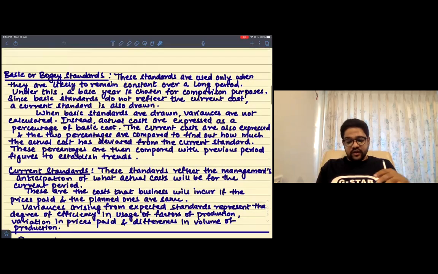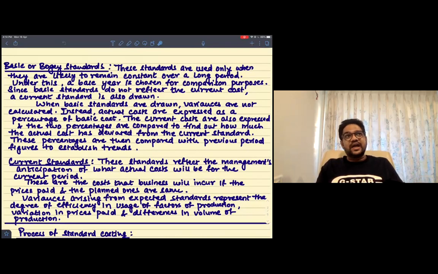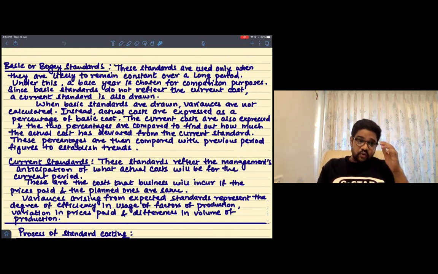Then you have the basic standards. These are drawn only when the product or the cost remains constant over a very long period of time. When you have a basic standard, you will not create a variance. You will express the current cost as a percentage of basic cost, and that percentage will show how much deviation you have.